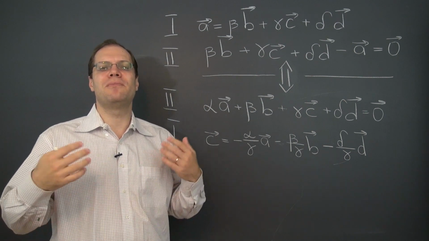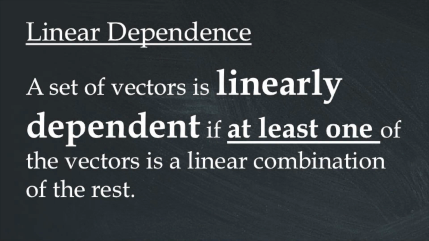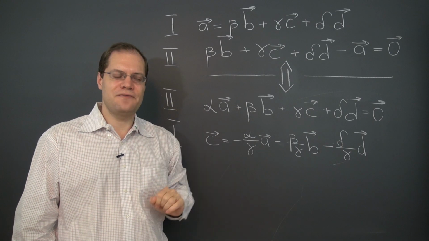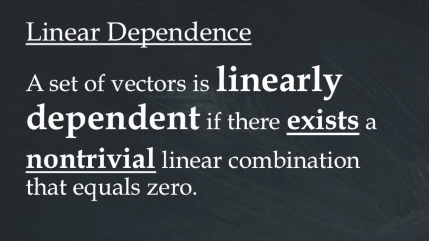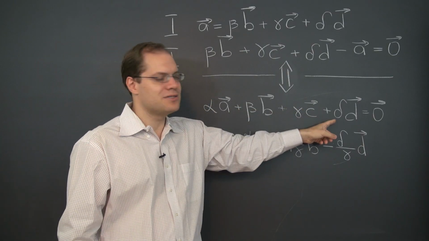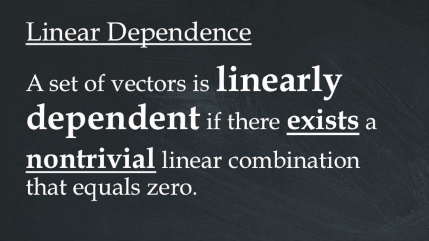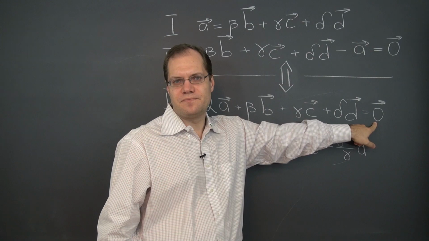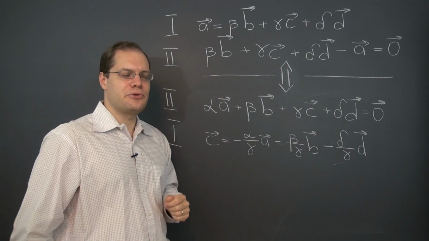So let me remind you what the definitions are. According to the first definition, a set of vectors is linearly dependent if one of them can be expressed as a linear combination of the rest. And the second definition is that a set of vectors is linearly dependent if there exists a non-trivial linear combination, meaning that at least one of alpha, beta, gamma, or delta is not zero, at least one, maybe more. So a non-trivial linear combination that equals zero. So those are the two. Let's show that one implies the other and the other way around.